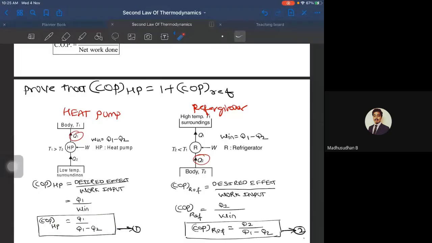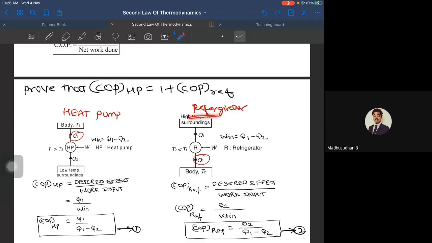Do not remember all this. Just remember the basic definitions of COP. If you remember them, you can apply your concepts to get the final result. Mugging up end results will never make you perfect in the subject, so always go with concept-oriented study. So the COP of the heat pump is nothing but desired effect by work input. The desired effect is Q1 in the case of the heat pump, and work input is Q1 minus Q2. Therefore, the expression for COP of a heat pump is Q1 divided by Q1 minus Q2.